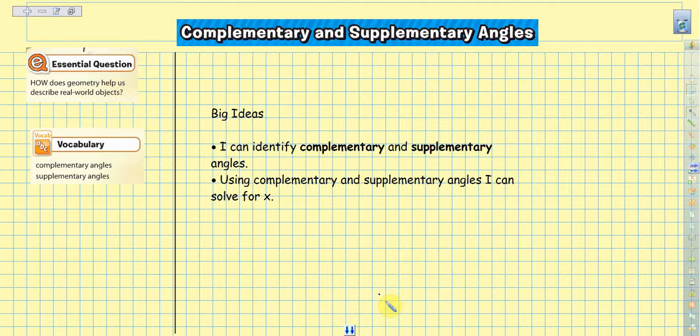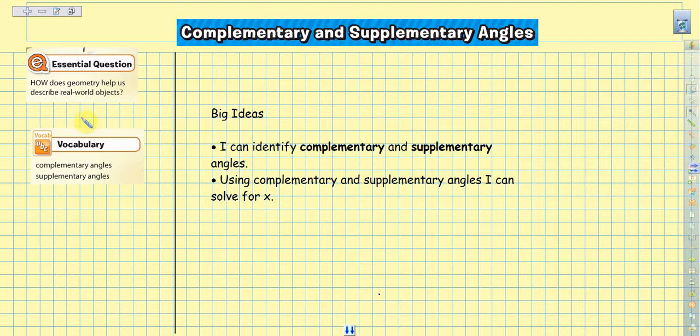Oh, here we go. This is complementary and supplementary angles. We're on page 543 in your book. A couple of things that you should be able to do. Big ideas. You're going to be able to identify complementary and supplementary angles. And then using complementary and supplementary angles, you can solve for x.